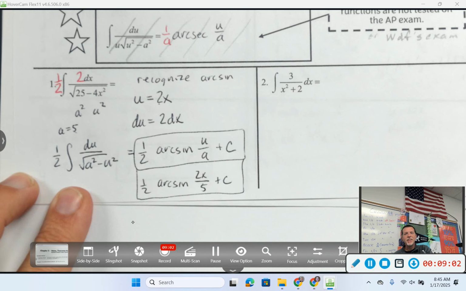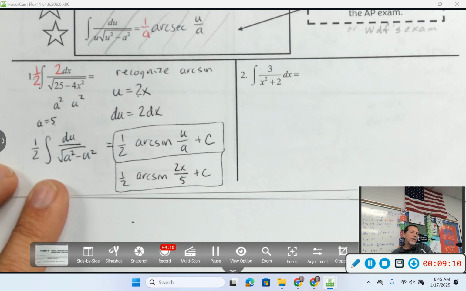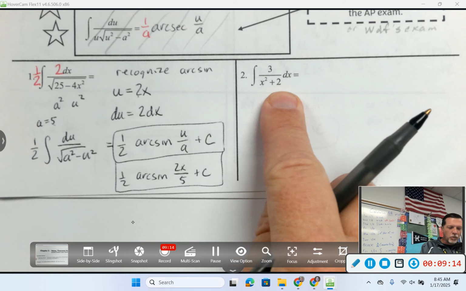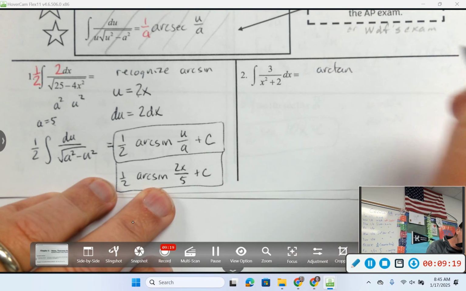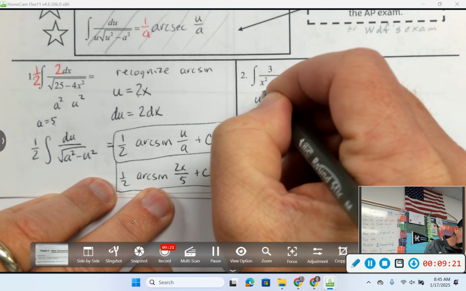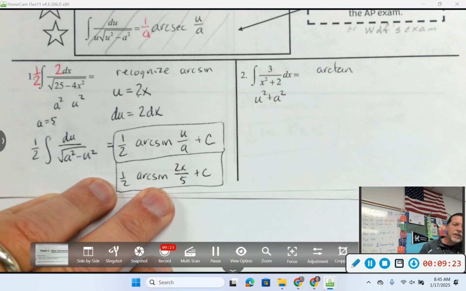Again, yesterday and today are kind of like partner lessons, because yesterday was take a derivative, today is take an antiderivative. Number 2, what's that look like? Looks like arctangent. It's a 2 instead of a 1, but we can fix that. So it's definitely arctangent, which means I want u squared plus a squared down there.